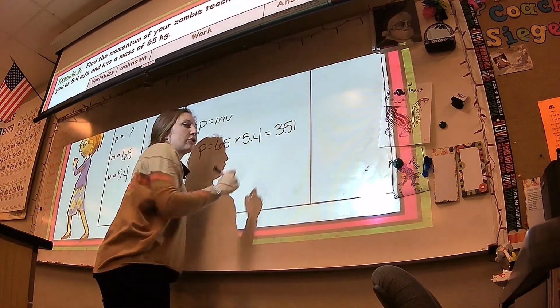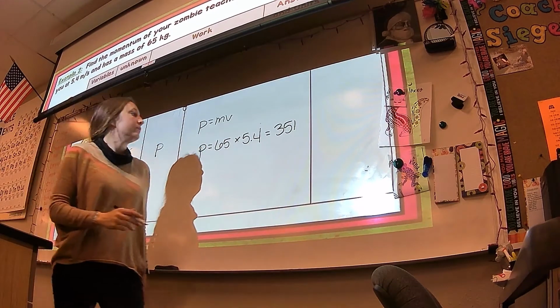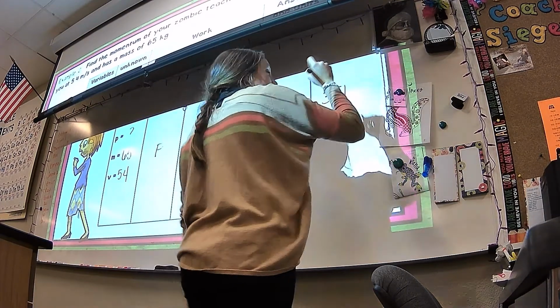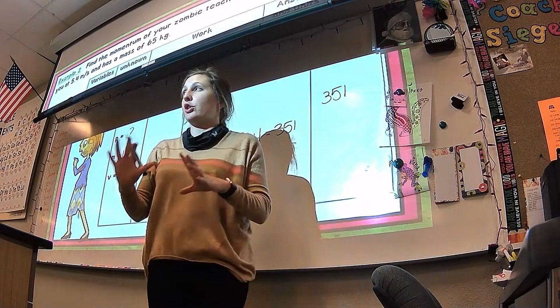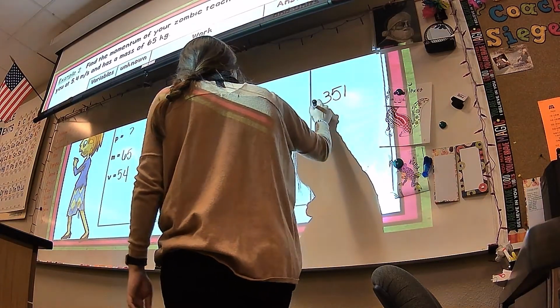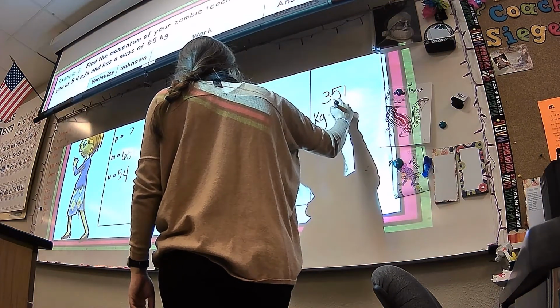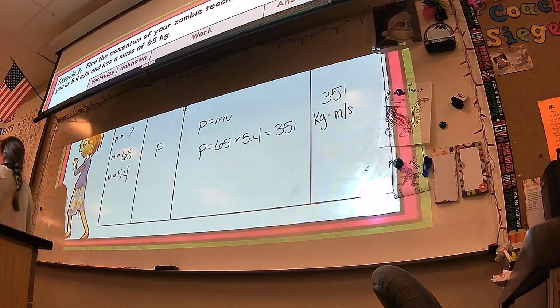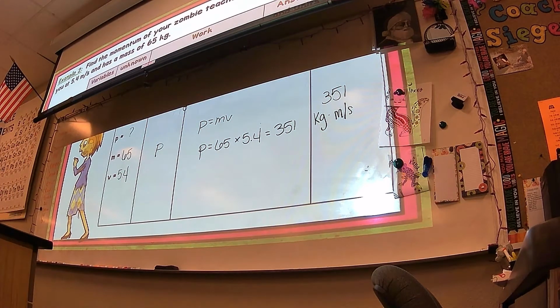I don't know what you typed in your calculator. Oh, I thought 50. So it should be 351. And we're looking for P, which is momentum, that weird unit. Okay? So 351 kg times meters per second. You with me? Good. Okay, this is all calculating momentum.